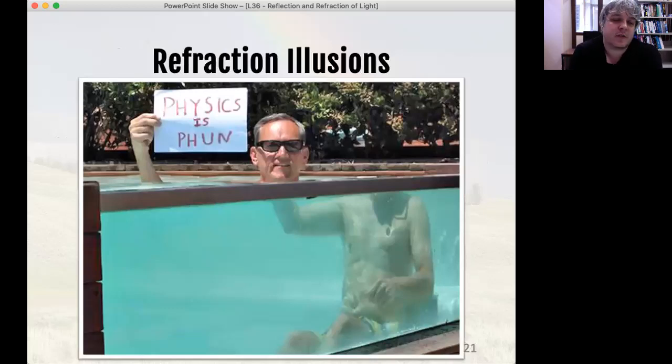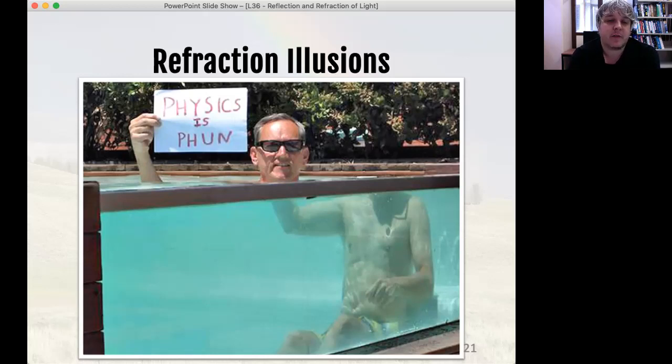That leads to all sorts of interesting scenarios, such as this photo that I shamelessly stole. I can't remember if it's from the textbook or just online, but just the idea of refraction. Here we've got light rays coming directly from the physicist's head and hand and sheet of paper directly to us. So those are not refracted. They're just traveling straight from them to us.